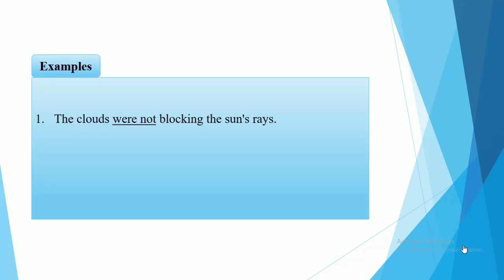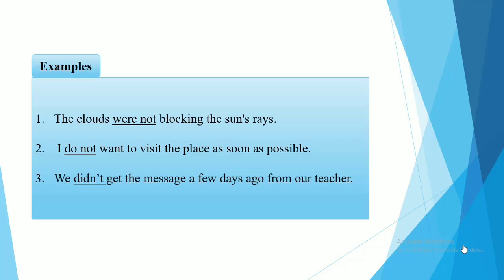Let's see a few more examples. The same sentences we are using here. Number 1. The clouds were not blocking the sun's rays. Number 2. I do not want to visit the place as soon as possible. Number 3. We didn't get the message a few days ago from our teacher.